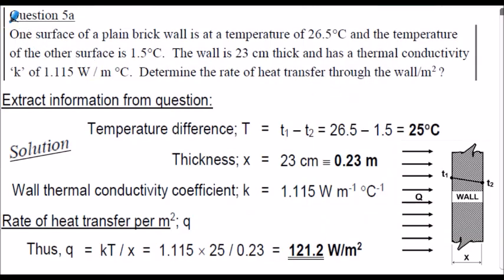And finally, here's the solution for question 5. I'm going to let you review this at your own pace. It's essentially the same solution as exercise 1a we reviewed previously. We've got to calculate the rate of heat transfer through the wall per unit area. So we're calculating little q in this particular case. Final answer was 121.2 watts per meter squared.